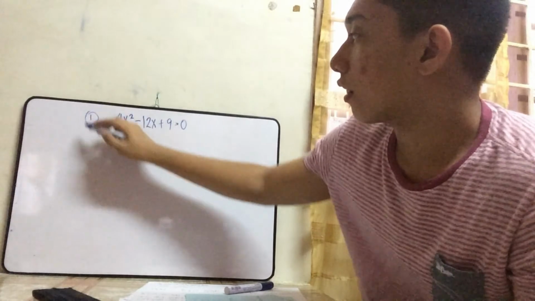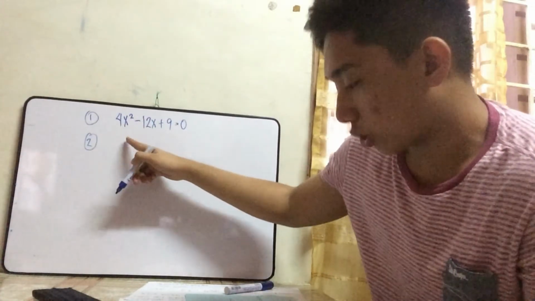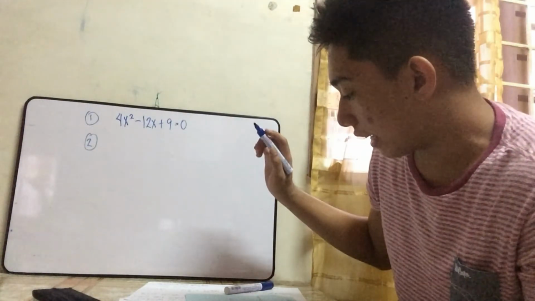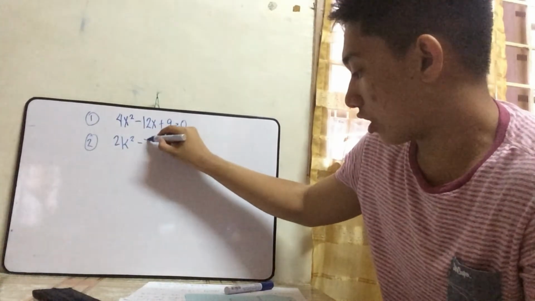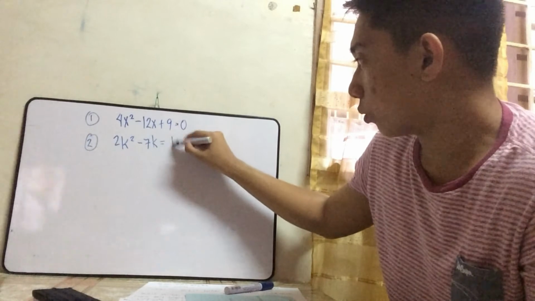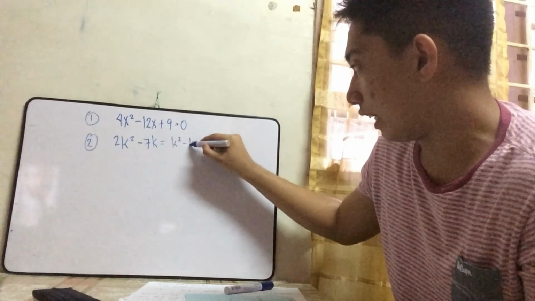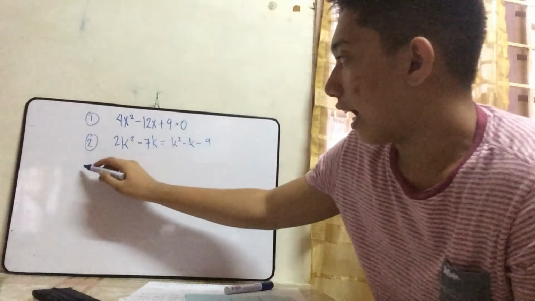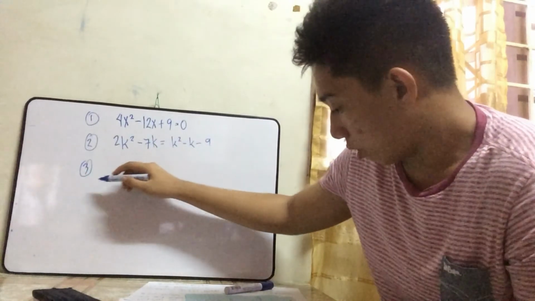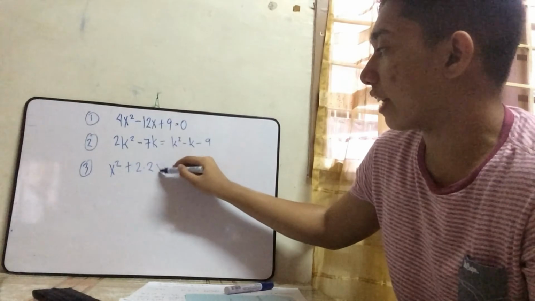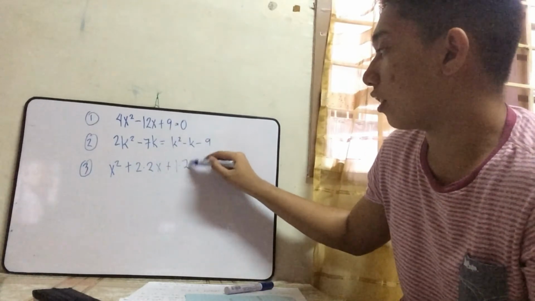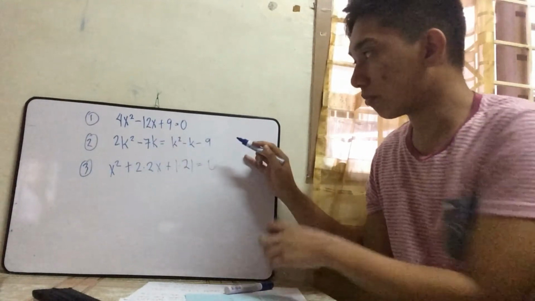So, I will give you 3 examples here. Number 1, we have 4x squared minus 12x plus 9. Number 2, we have 2k squared minus 7k is equal to k squared minus k minus 9. And for the last one, we have x squared plus 2.2x plus 1.21 is equal to 0.